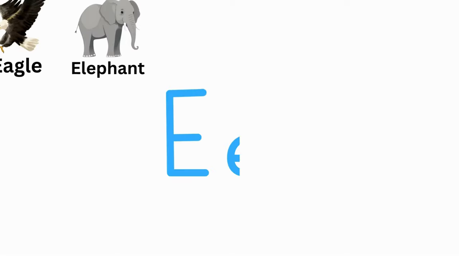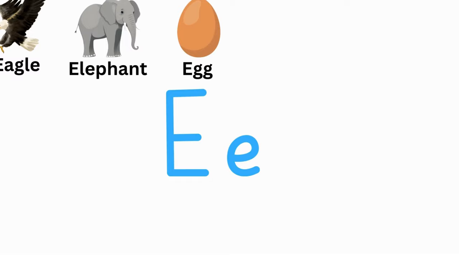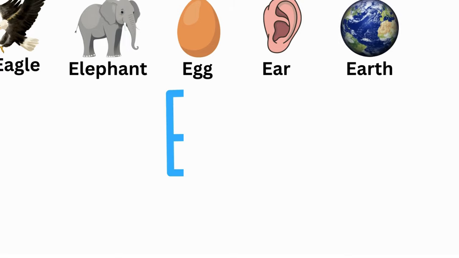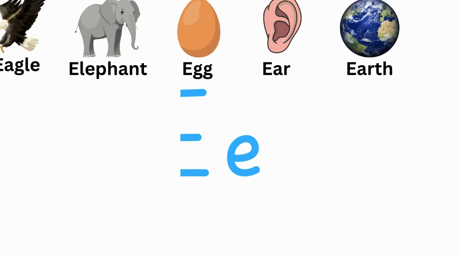E for eagle. E for elephant. E for egg. E for ear. E for earth. E for elbow.